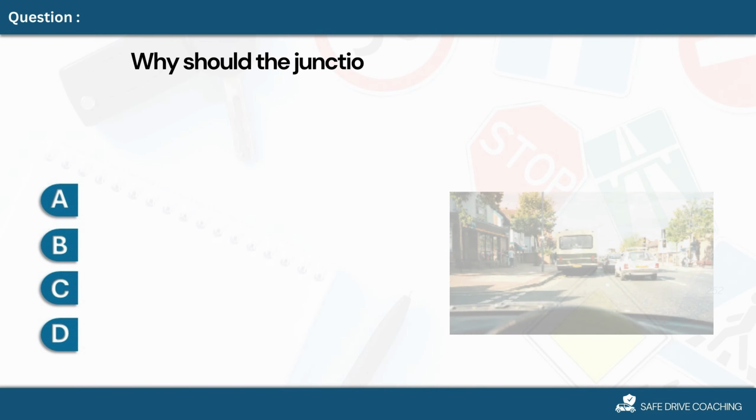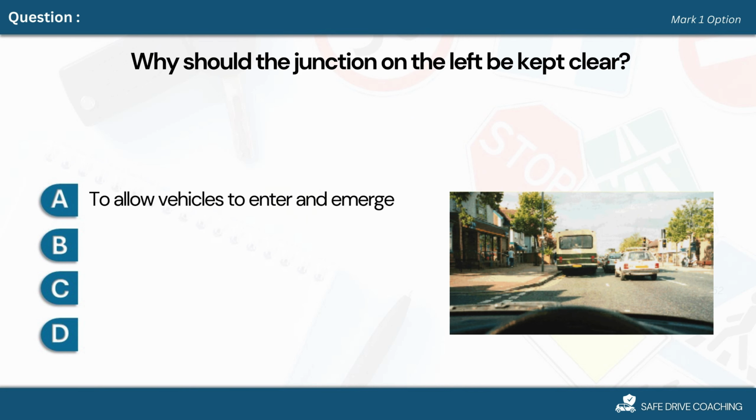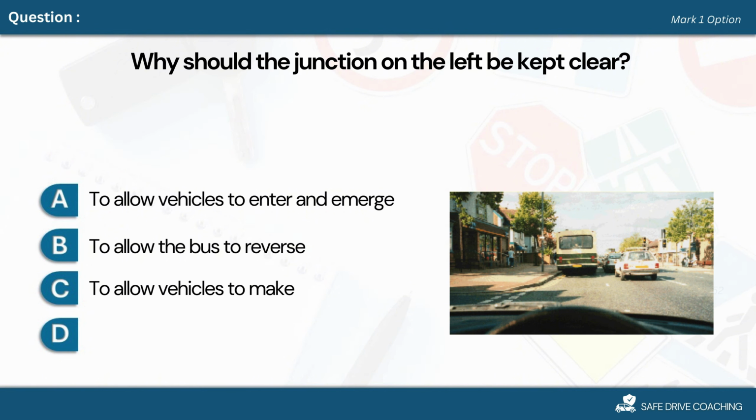Why should the junction on the left be kept clear? A. To allow vehicles to enter and emerge. B. To allow the bus to reverse. C. To allow vehicles to make a U-turn. D. To allow vehicles to park.